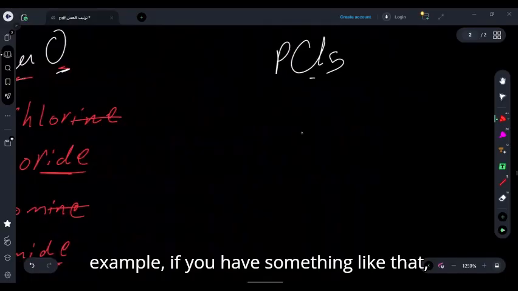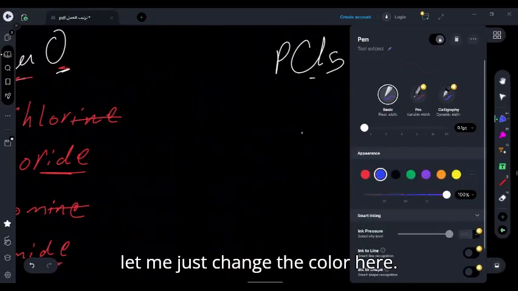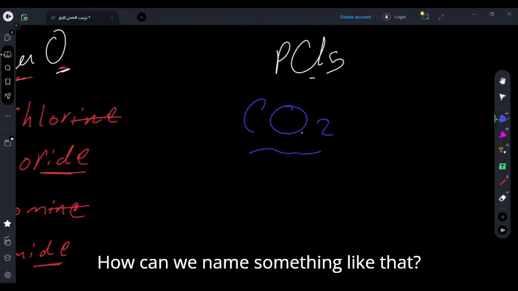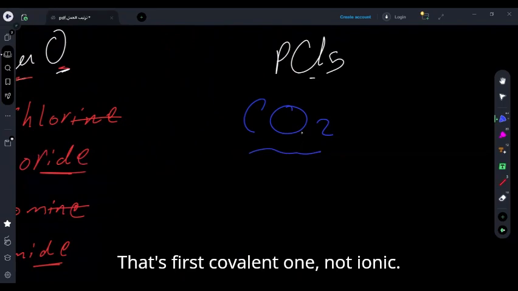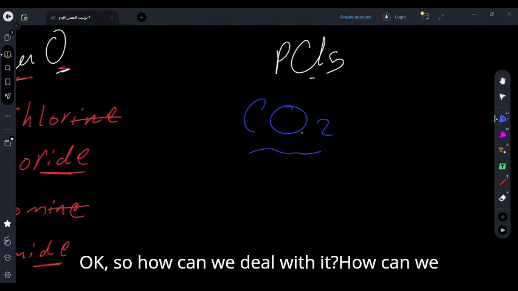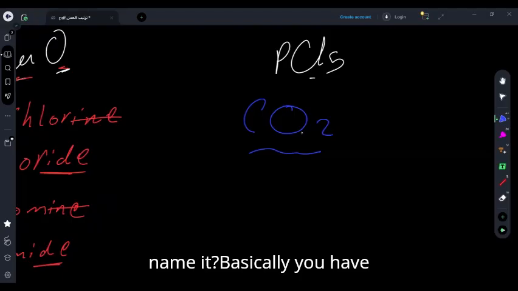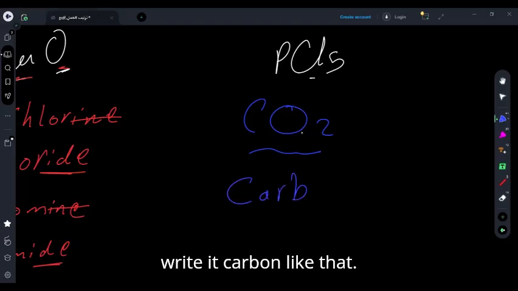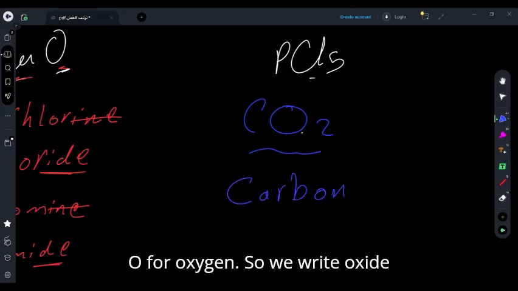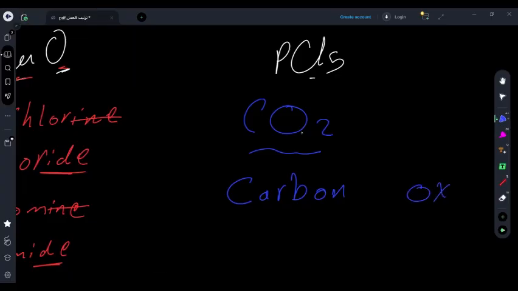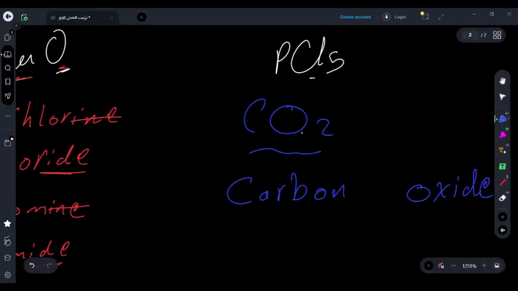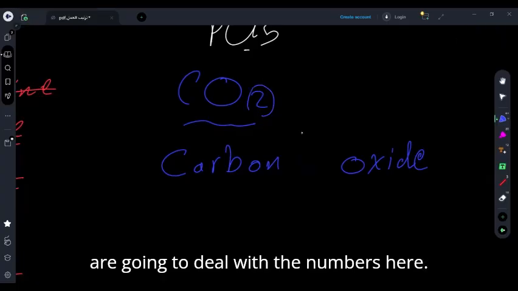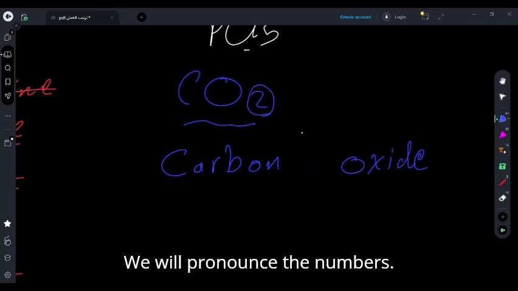For example, if you have something like CO2, how can we name something like that? That's a covalent one, not ionic. How can we name it? Basically, it's the same thing. C for carbon, so we write carbon like that. O for oxygen, so we write oxide like this. But in the covalent one, we are going to deal with the numbers here. We will pronounce the numbers.